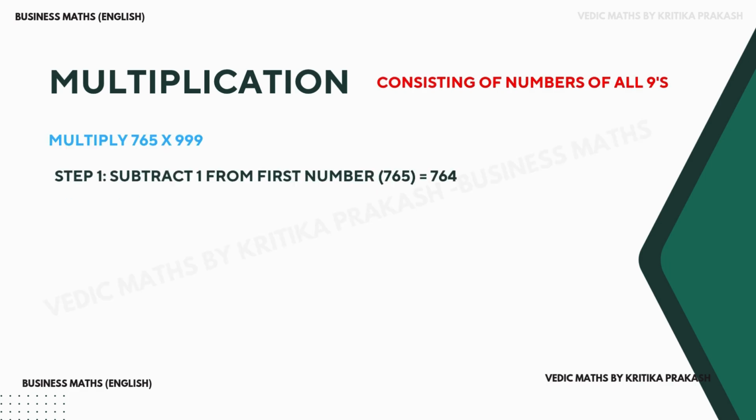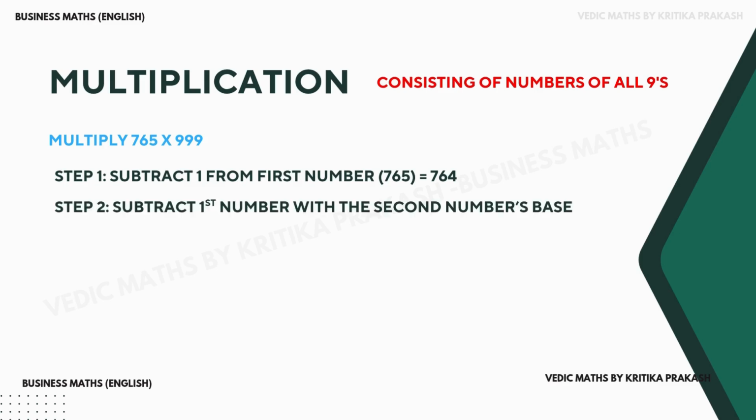Now let's move on to the calculation of numbers of all nines. So here if we need to multiply with this method, let's consider a question. So 765 into 999. To multiply such a question, step 1 is you need to subtract 1 from the very first number involved in the calculation. Here we have 765. So minus 1 from this would be 764.